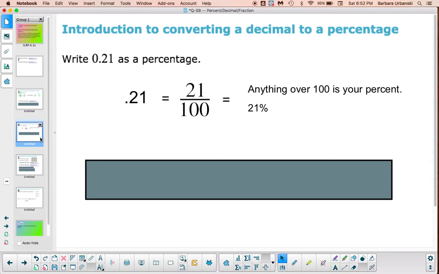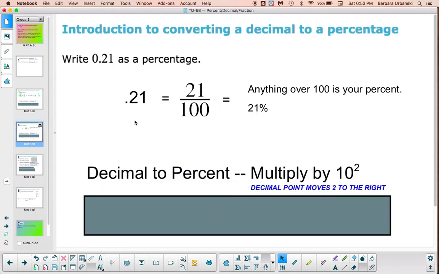Take a look at this. They're giving you a decimal, right? 0.21 as a percent. If you knew how to write it as a fraction, you would say, I've got 21 in the hundredths place, 21 over 100, which would give you your percent. Anything that is over 100 gives you your percent. You'd have 21%. Again, decimal to percent, multiply by 10 to the second power. That means your decimal would move over 1, 2 to the right, and that's how you get your 21%.